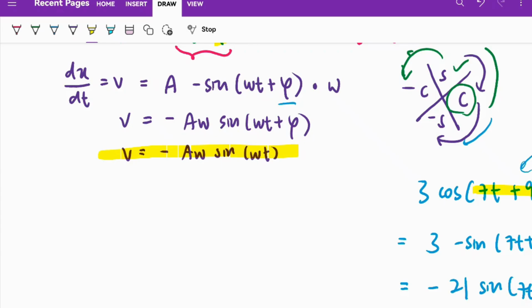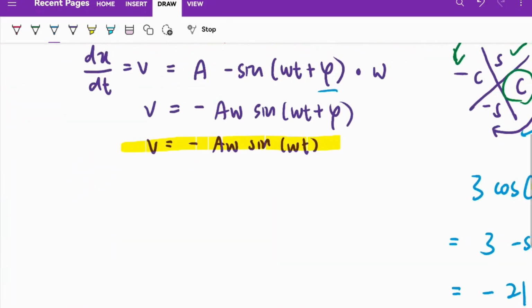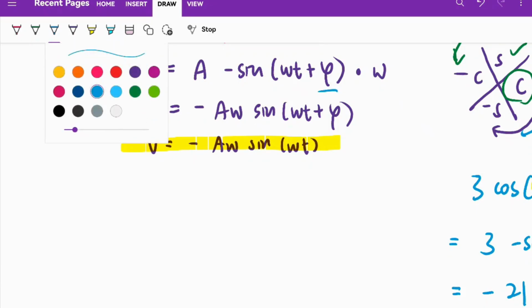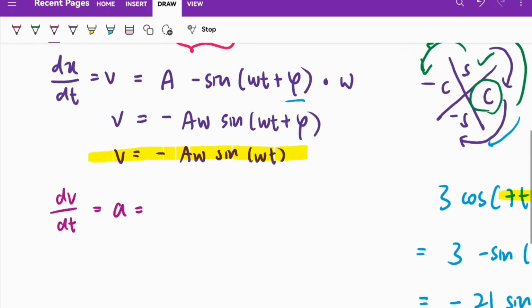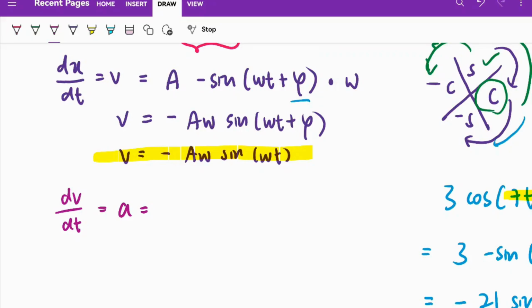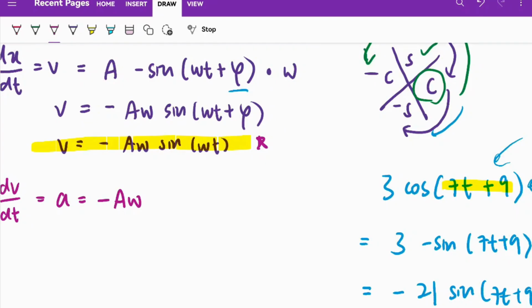Because in order to get acceleration, you need to differentiate the velocity, right? Or you can differentiate your x function twice. But now, I'm going to differentiate velocity. So, let's write this as, okay, let's use a different color. Okay. dv/dt. I'm going to write this as a equals to, okay. Now we're going to differentiate this function here. So negative a, copy down, constant. Omega also copy, it's a constant. Now, differentiate sine, you get cos.